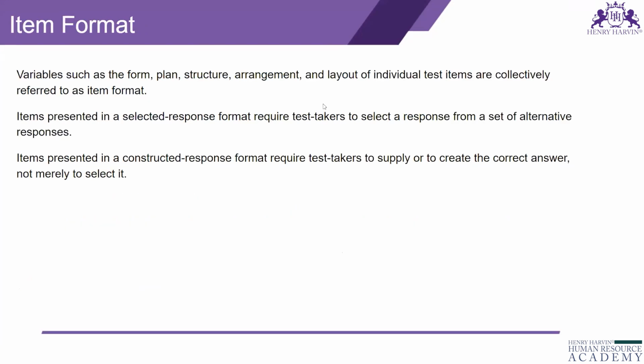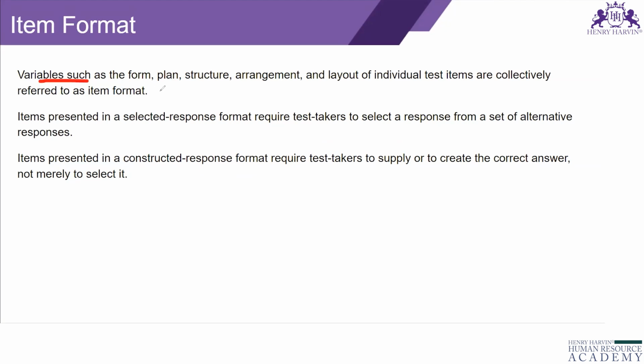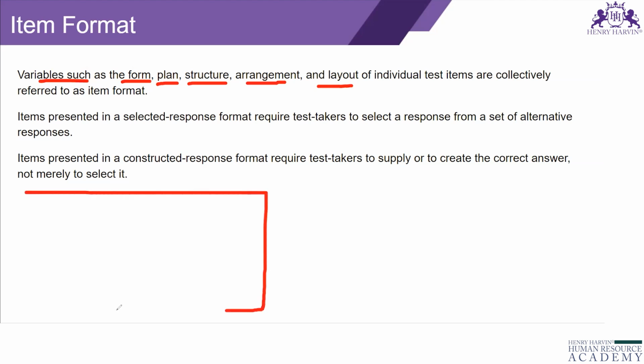Then comes the format. Format is how it will look, and how we are going to plan the structure. The layout of each test is called the item format. So it will have variables such as form, plan, structure, arrangement, layout. Every test will look different, and as we go through different tests, we'll see that every test has a different kind of format, which is more relevant to that particular test.